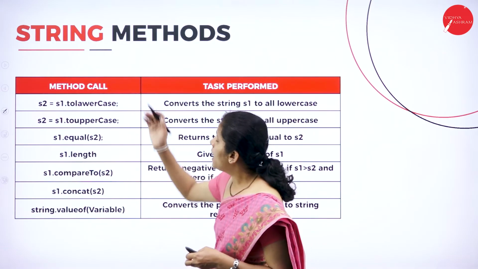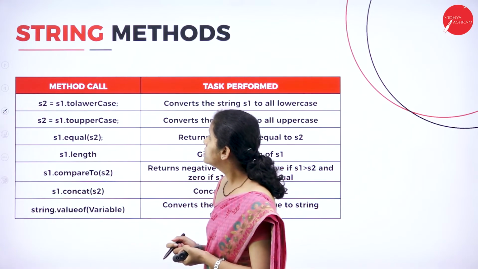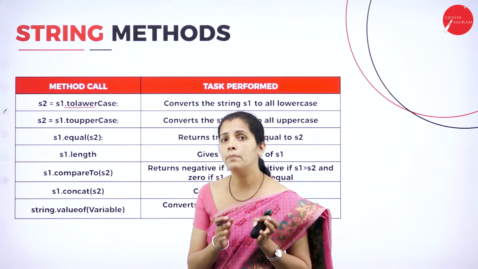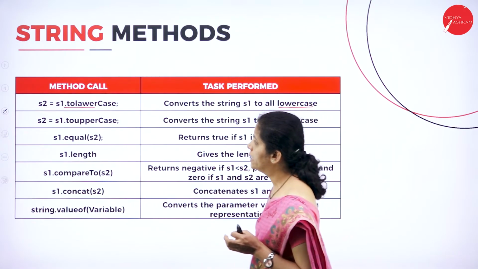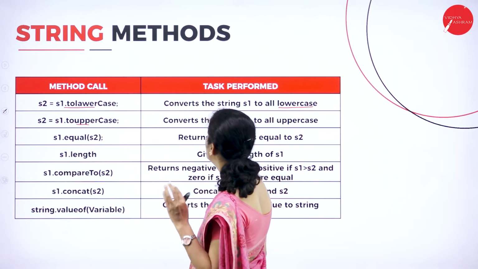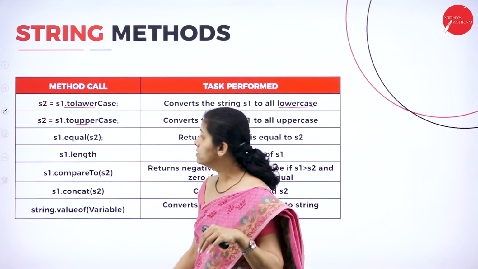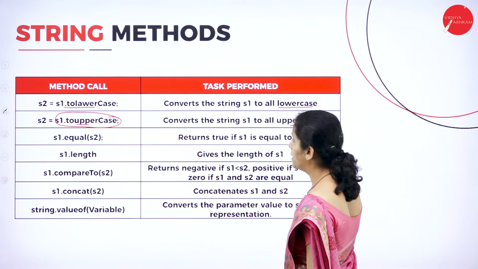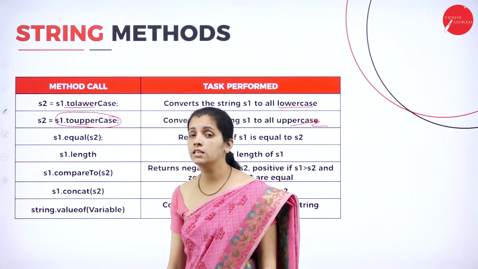Now I have certain string methods which are supported in Java. Here I have toLowerCase. That means I'm going to convert all the uppercase letters to lowercase. Think that I have uppercase letters and I want to convert all the uppercase to lowercase. That is toLowerCase. Now I have all lowercase letters and I want to convert all the lowercase to uppercase, that is toUpperCase. And I want to compare whether both the strings are equal.